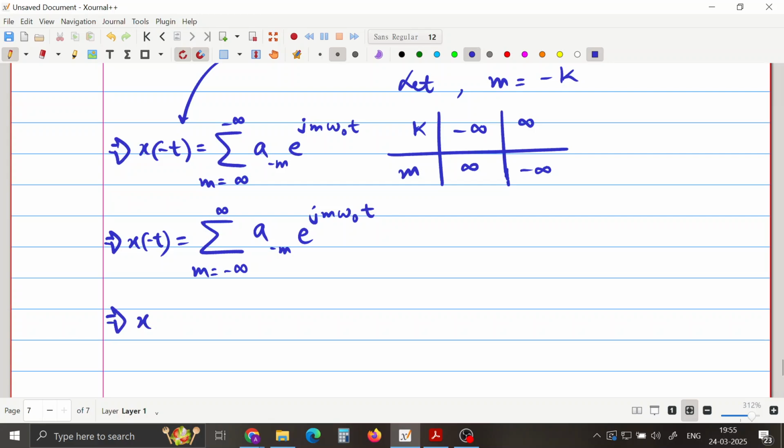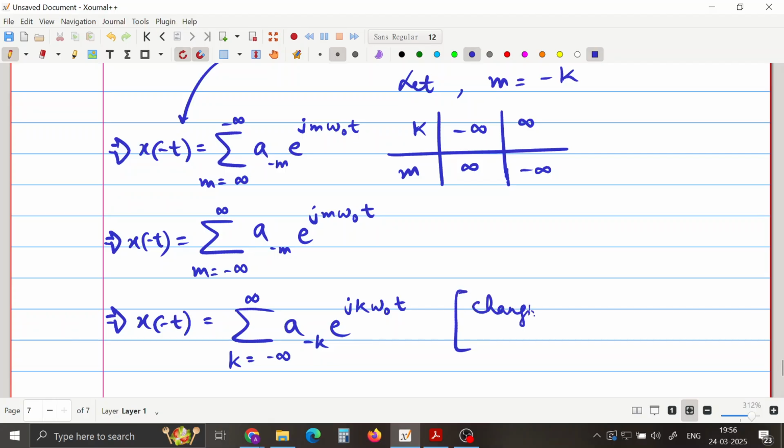Now what I can do again is simply replace this variable m by k. That's just a change of variable, which I can do, right? Does not really matter. So I'll replace m by k again. A minus k e power j k omega naught t. Does not change my result. So in this step, what I am doing is changing the variable name, basically changing variable from m to k.